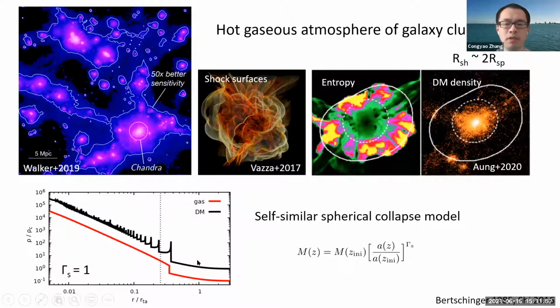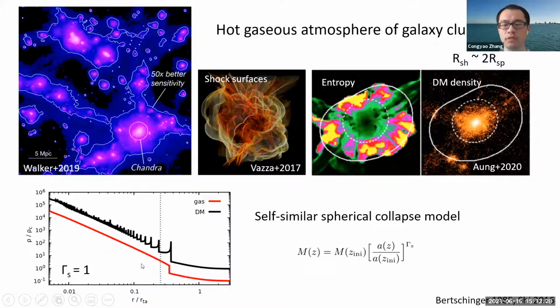This bottom left panel shows you an example of the self-similar solution. The black and red solid lines show you the dark matter and gas density profiles. You can see in this self-similar solution, their boundaries are very close to each other. And the radius of the boundary is a function of the so-called smooth mass accretion rate, gamma s. In the self-similar solution, when gamma s is higher, the radius of the boundary of the cluster is smaller.